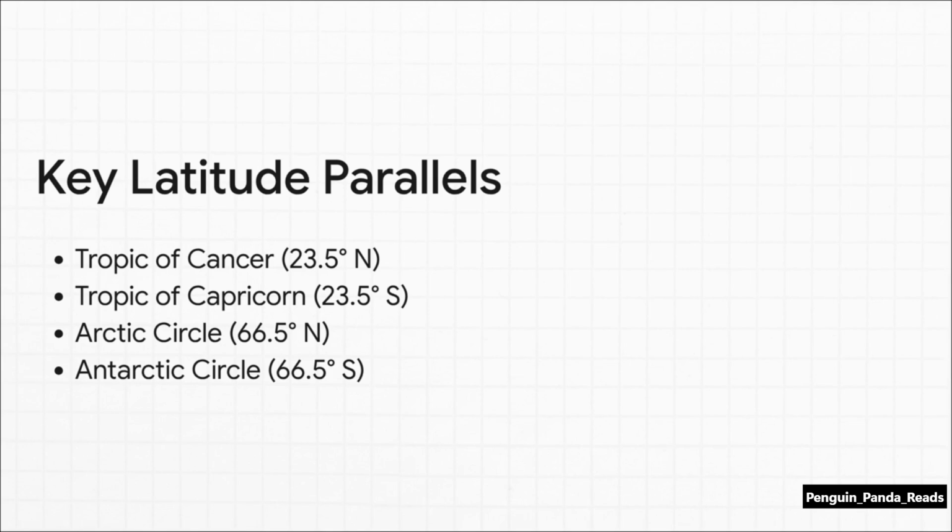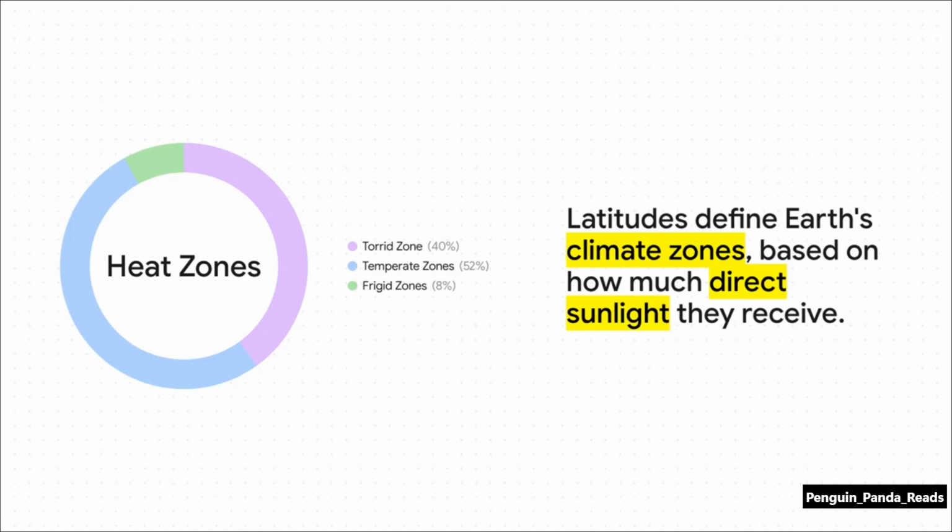See? These lines aren't just random. They're directly connected to the Earth's tilt, and they mark out the world's big climate zones. And this is why latitudes are so incredibly important. They basically tell you what the climate is like.